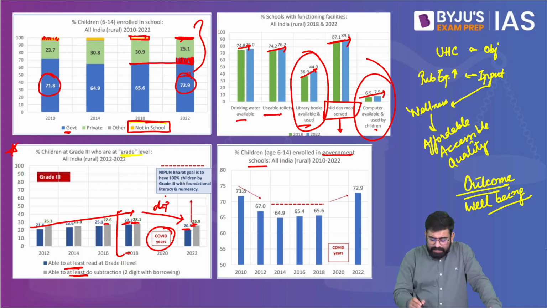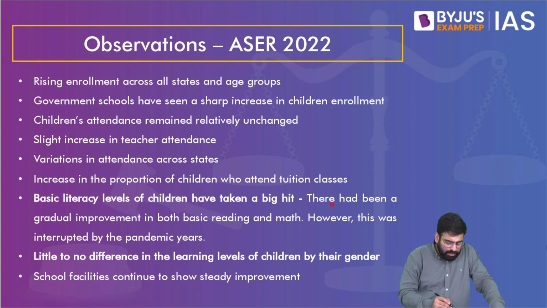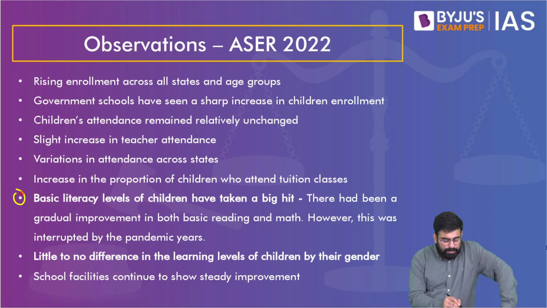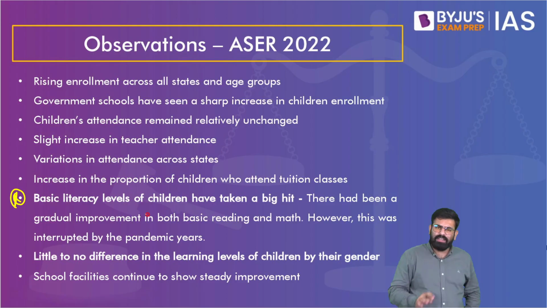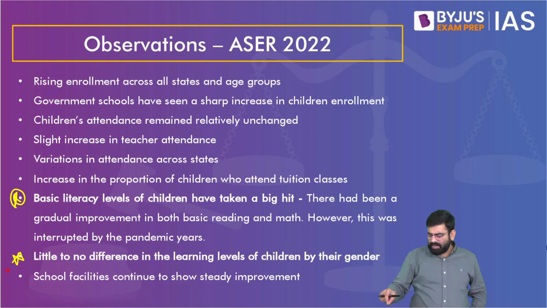Okay, so this is the number of children who have enrolled in government schools. Now let's look at a few other observations from your ASER survey report, or your Annual Status of Education Report. Now, this is important, that I have already highlighted, that basic literacy levels of children have taken a big hit. It was increasing for the previous years, but now it has taken a hit. They are going down.